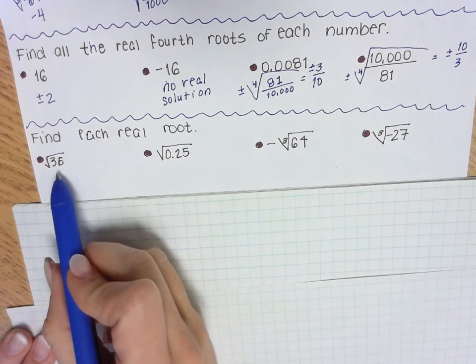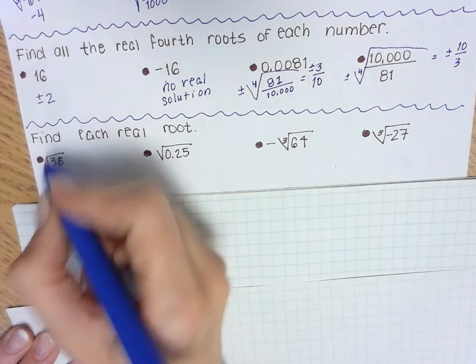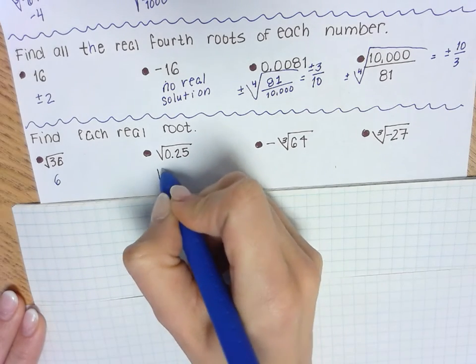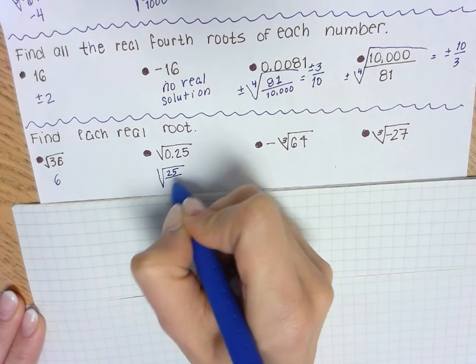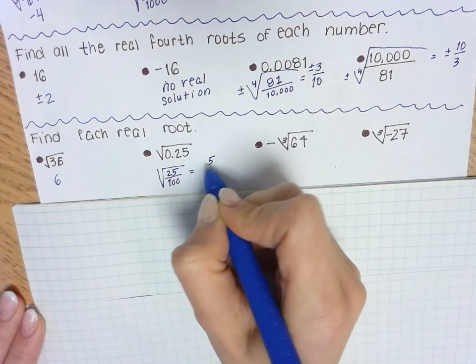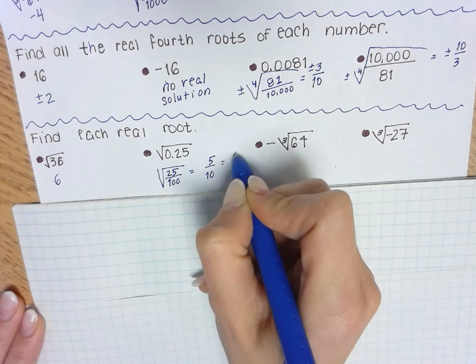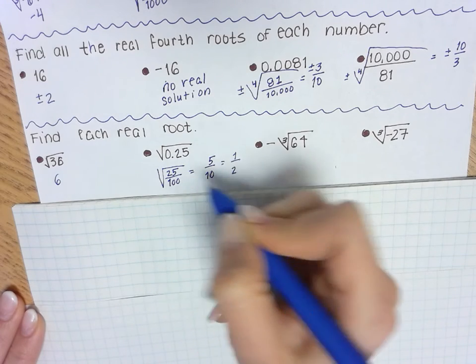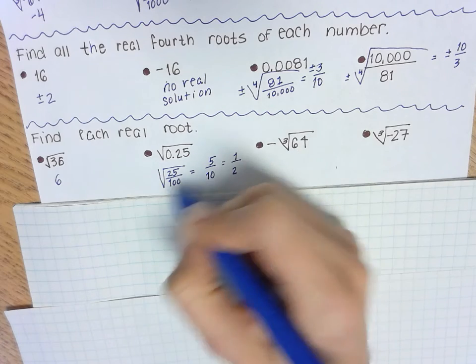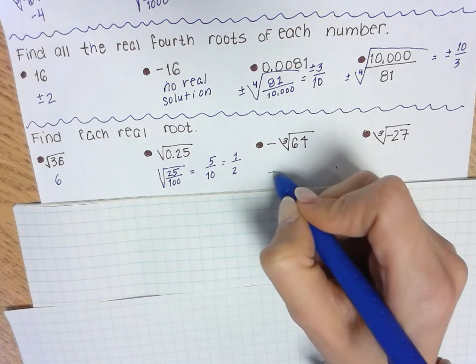So here the root is already written. So if the root's already there, you do not put plus minus. So what's the square root of 36? Well, that's 6. Here, square root of 25 over 100, and that is equal to 5 over 10 or 1/2. If you reduced it first, that would have been 1/4. Square root of 1, square root of 4, you're still going to get 1/2. Again, no plus minus.